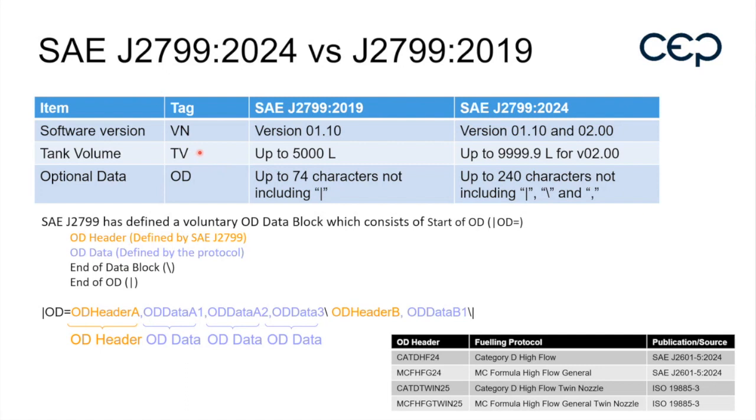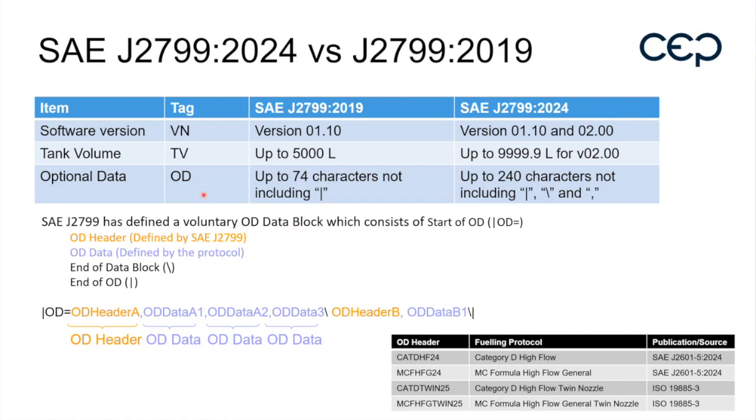Tank volume changes its name to total volume, because otherwise you might be mistaken with just a single tank. Total volume was up to 5,000 liters, and in version 2 it's changed to 10,000 liters. Should be enough. And the optional data used to be 74 characters, and now it is up to 240 characters. And this optional data becomes really important. Probably nobody has ever used it before, I guess, but as of now it will be necessary.